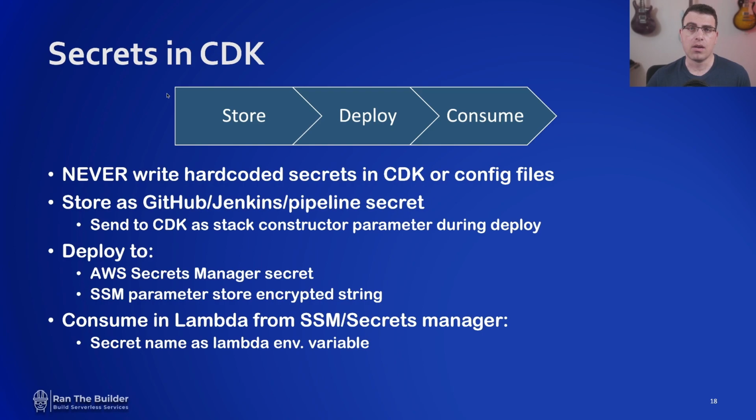And then the CDK code will basically deploy the secret to Secrets Manager as a secret or SSM as an encrypted string. And then in the Lambda function, you provide the Lambda function an environment variable of the secret name and the permission to access the secret, and then it can use the secret in a secure manner. That's how you do it.